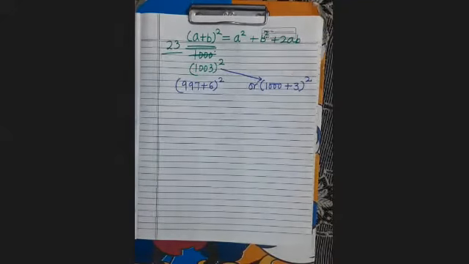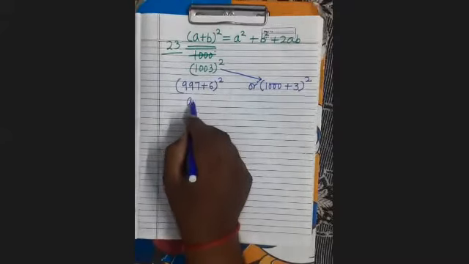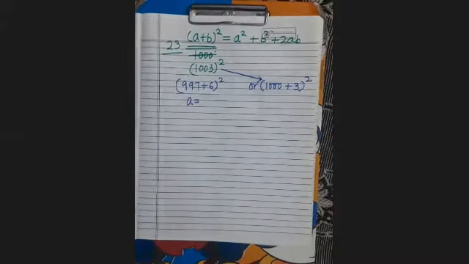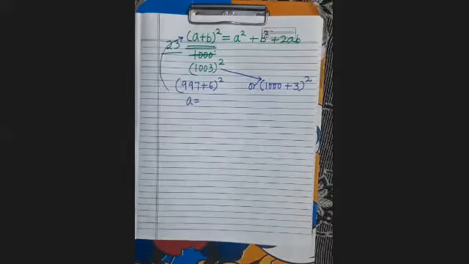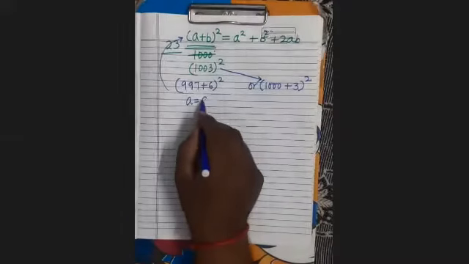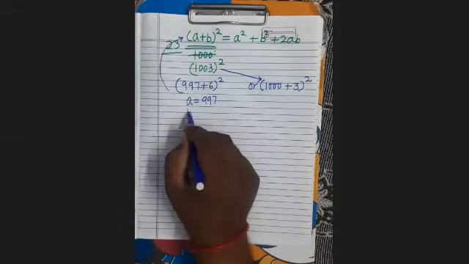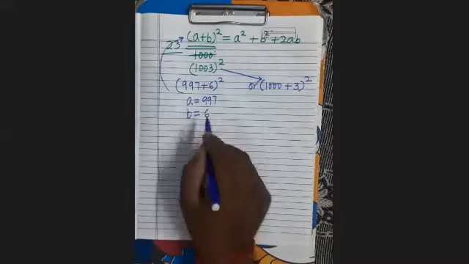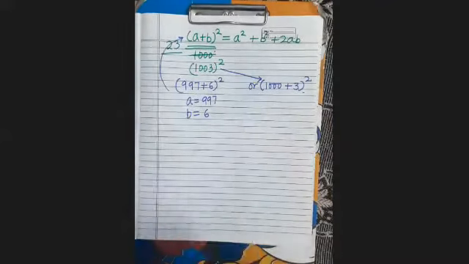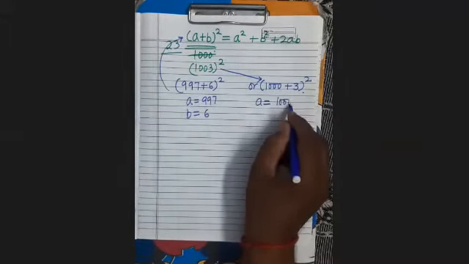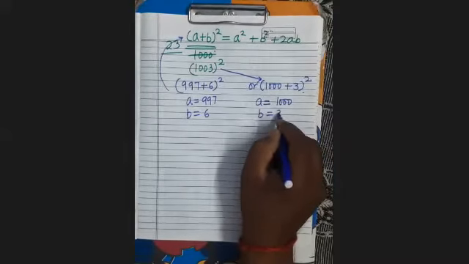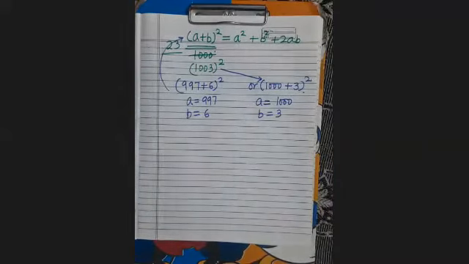क्यों? देख लो यहाँ a की वैल्यू क्या है, बताओ क्या आ रही है यहाँ a की वैल्यू? 997. If you compare it from this, what will you get? A. 997. What will you get? B. 6. If you compare this from that, what will you get? A, 1000. And what is B? 3. It's clear? Now see here.